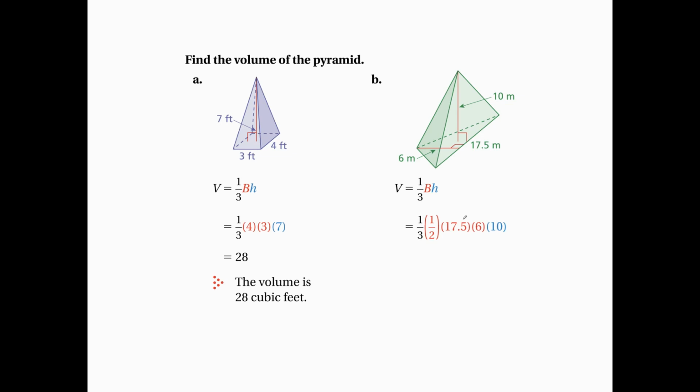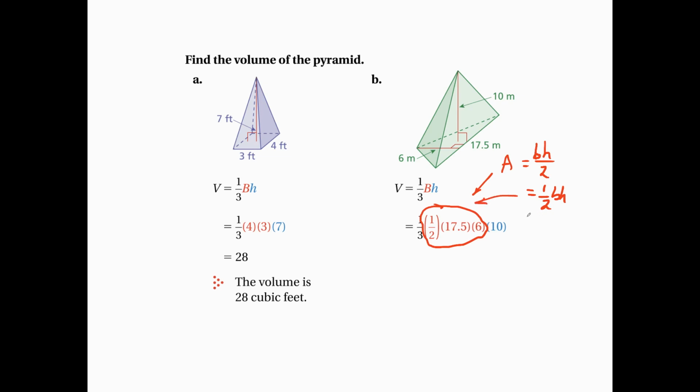All right. So in red, what are we doing here? This part right here, the 1/3 or 1/2 times the 17.5 times 6, that is the formula for the area of a triangle. We take the base times the height divided by 2. Another way to write that formula is 1/2 times the base times the height. So you see that that's what is in red.